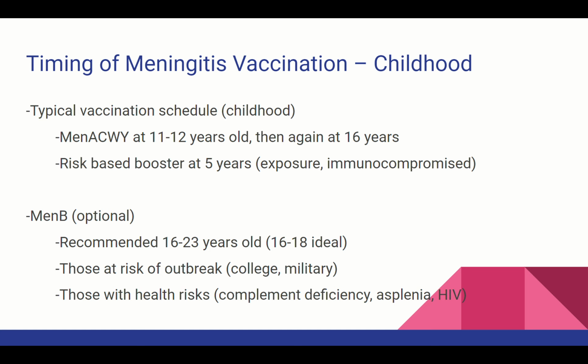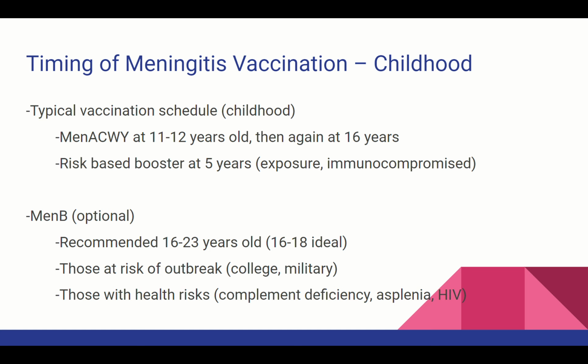There's also meningitis B vaccine, which is typically an optional vaccine, but almost everyone at some point during adolescence will fall into a high-risk category, and so meningitis B vaccine is pretty routinely offered. It's recommended ages 16 to 23 years old, but is ideal ages 16 through 18, because this is typically the age range where our risk factor will increase the most for exposure to meningitis B.